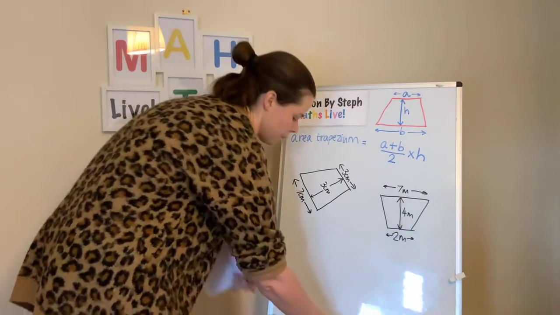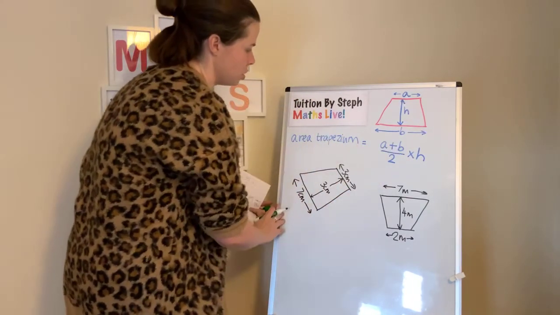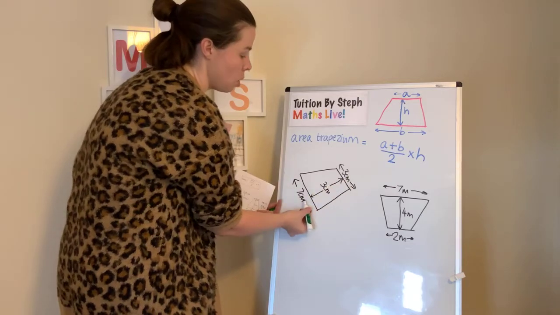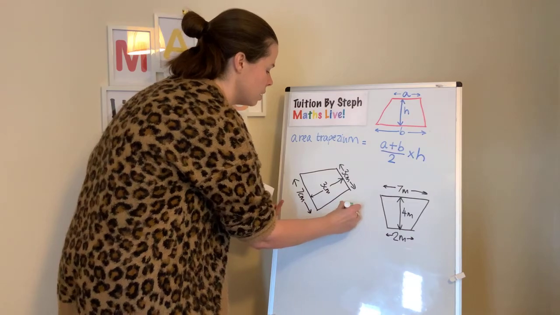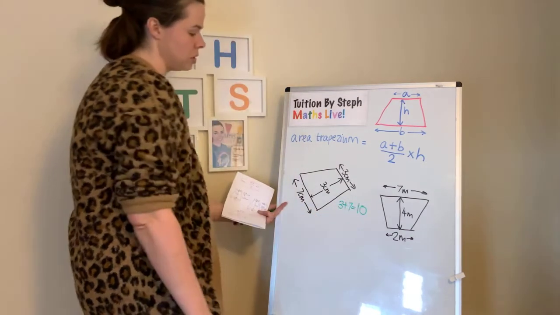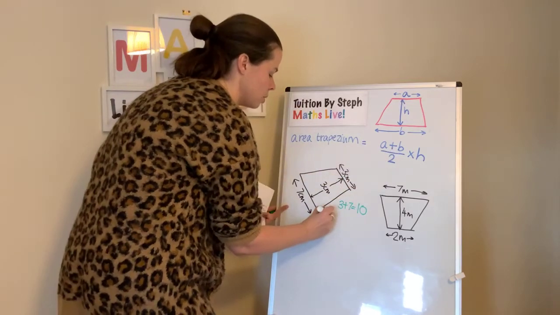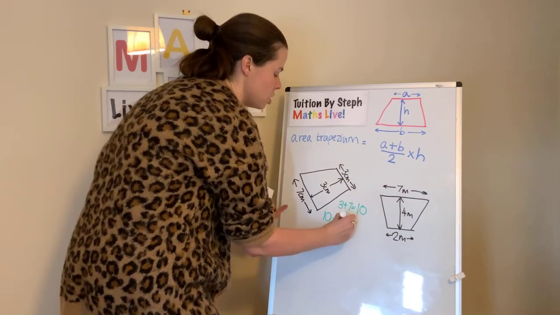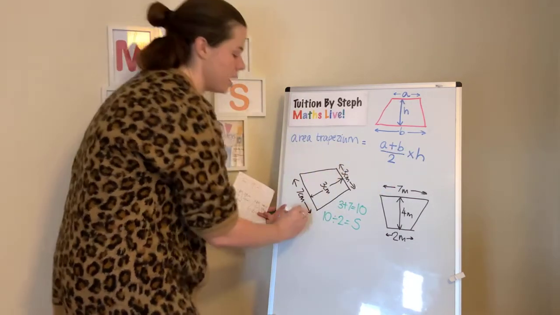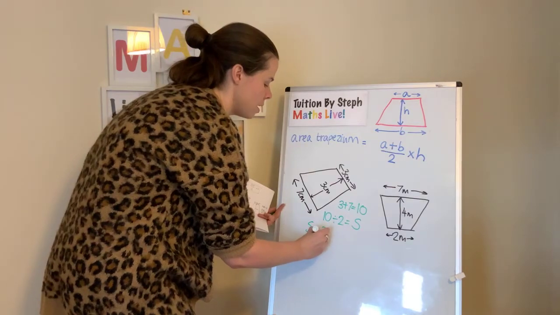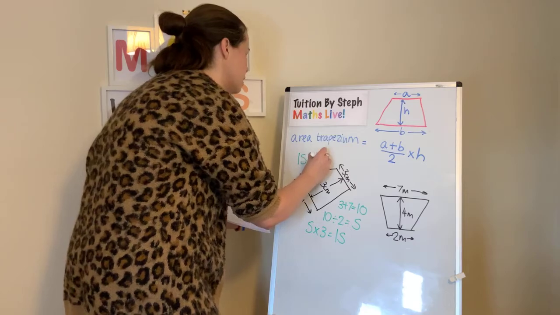So for the first one, let's change colour. So a plus b divided by 2 times by h. So we add the top and the bottom. So 3 plus 7 is 10. Okay, 3 plus 7 is 10. So we've added the top and the bottom. And then we have to divide it by 2. So 10 divided by 2 is 5. And then the last bit, we times it by the height. So 5 times 3 is 15. So the answer for the first one is 15 centimetres squared.